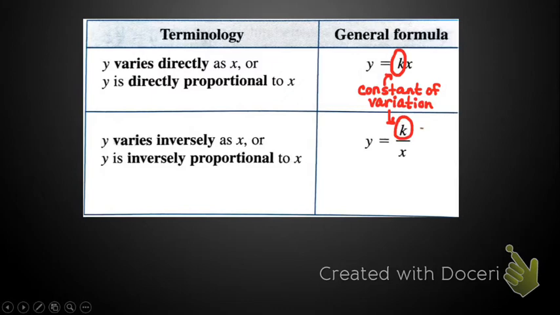There are 6 questions on the homework. Each question is worth 3 points. There's 2 points for writing the formula part, 1 point for finding your k value.